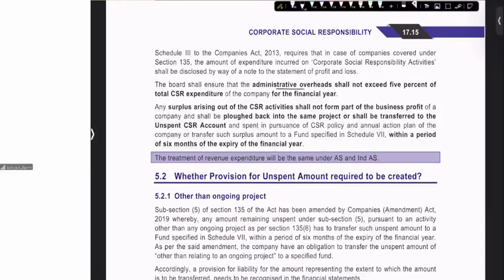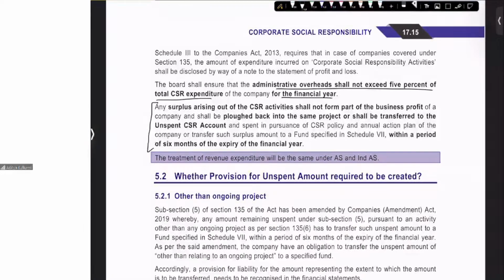Administrative overheads shall not exceed 5% of total CSR for the financial year. Obviously, you cannot say my admin expenses only are being incurred, because that would amount to allocating your admin overheads to CSR. So overheads shall not exceed 5%. Any surplus out of the CSR activities, this is something which we will see towards the later part of this chapter. I will be covering that.